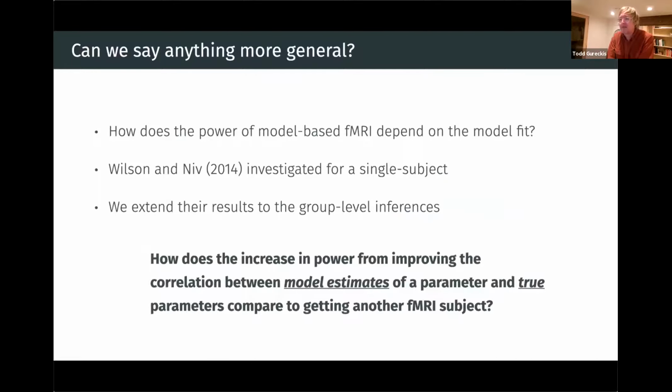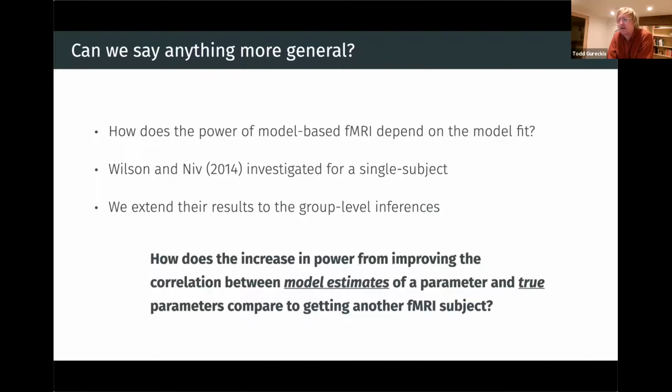But can we say something more general? A lot of the statements that go along with saying something like that would be, well, sometimes hierarchical modeling might work, but it would depend on the model that you were dealing with and the noise characteristics and so forth. Can we say anything more general? The way we went about approaching this is to ask the question: how does the power of model-based fMRI depend on the model fit?